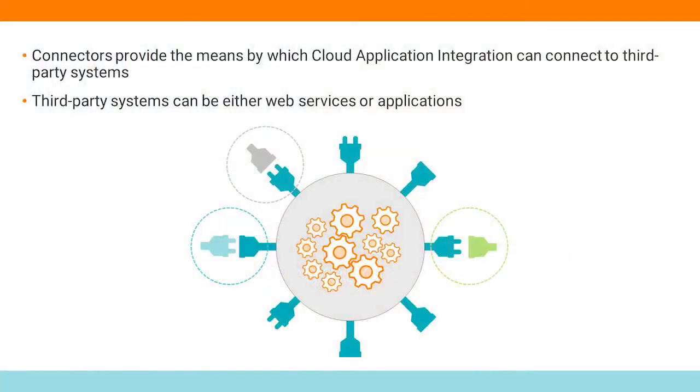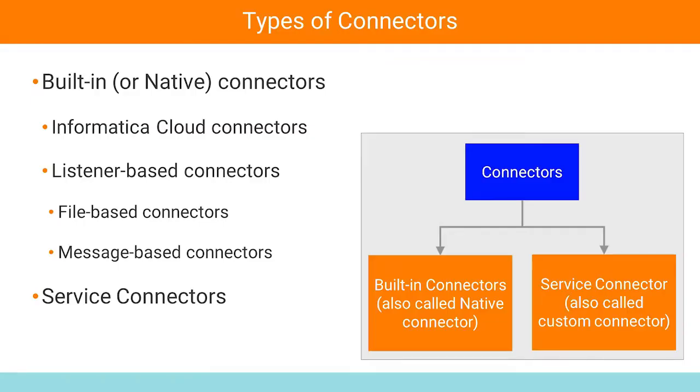In this module, you will learn how to describe connectors, review types of connectors, and define a connection. Connectors provide the means by which cloud application integration can connect to third-party systems. These third-party systems can be either web services or applications. The connectors are divided into two categories: native connectors and service connectors.